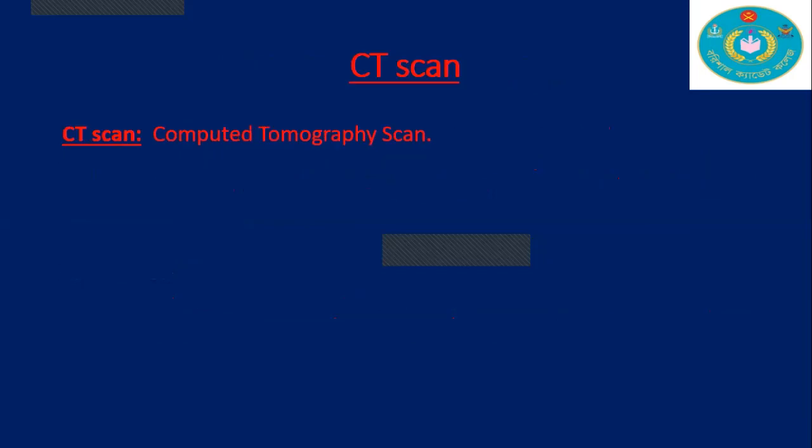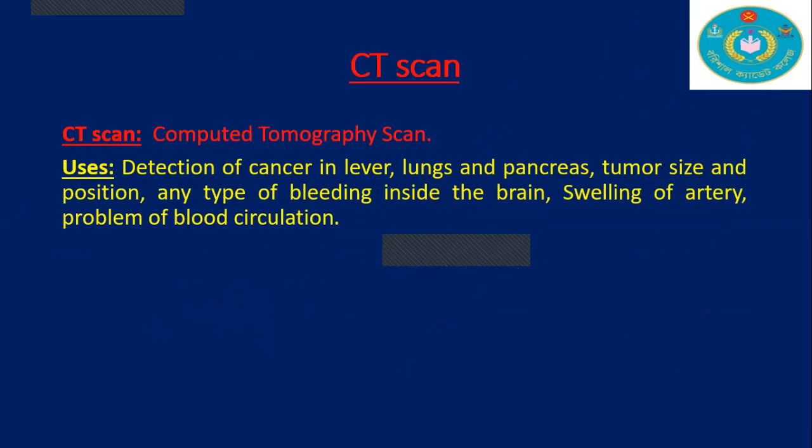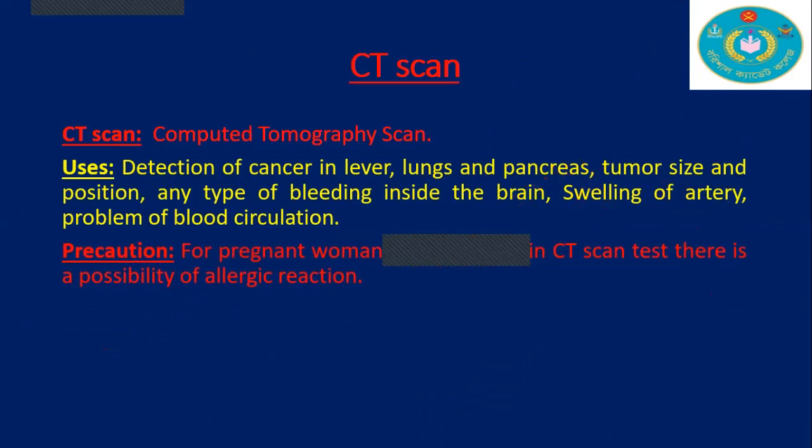Next topic is CT scan. We are going to discuss CT scans precisely. CT scan is a computed tomography scan, and we will cover its uses and the precautions we have to take in taking a CT scan.